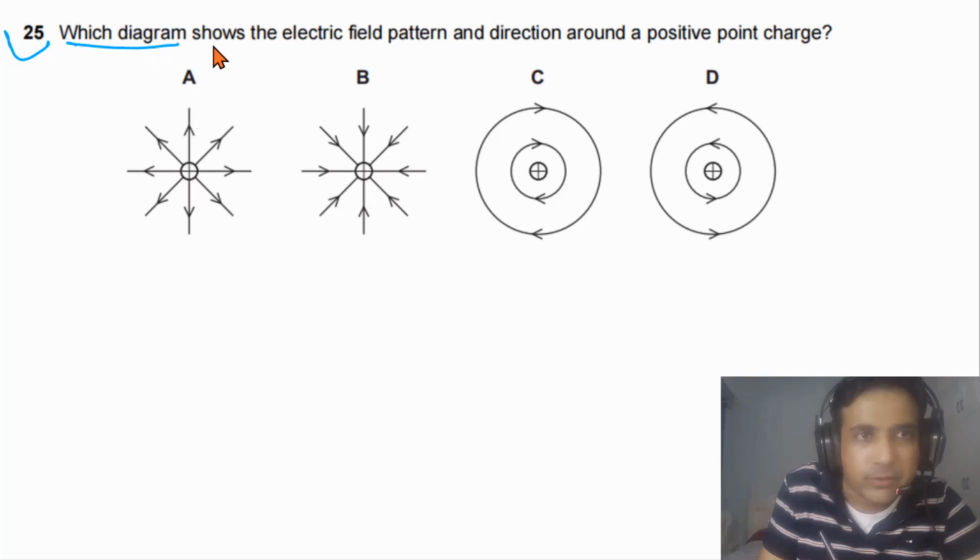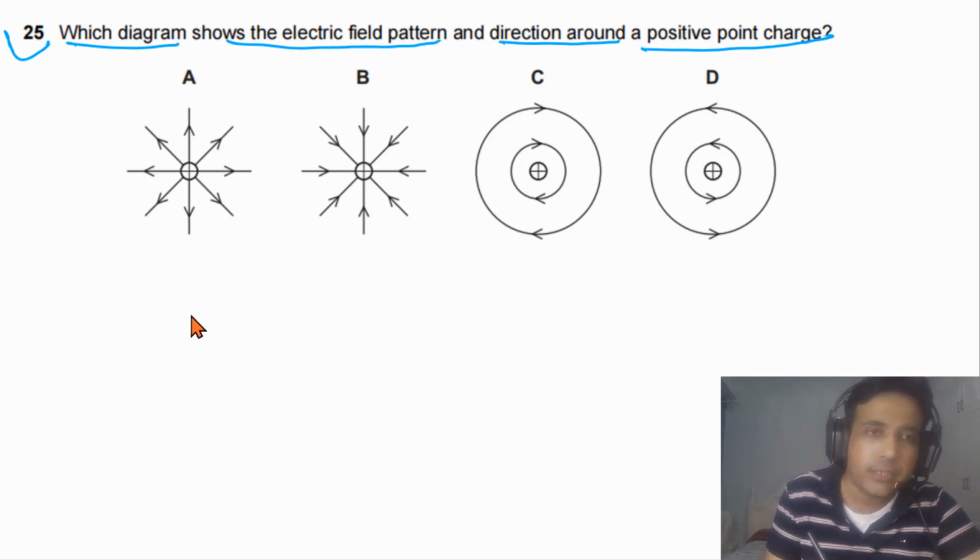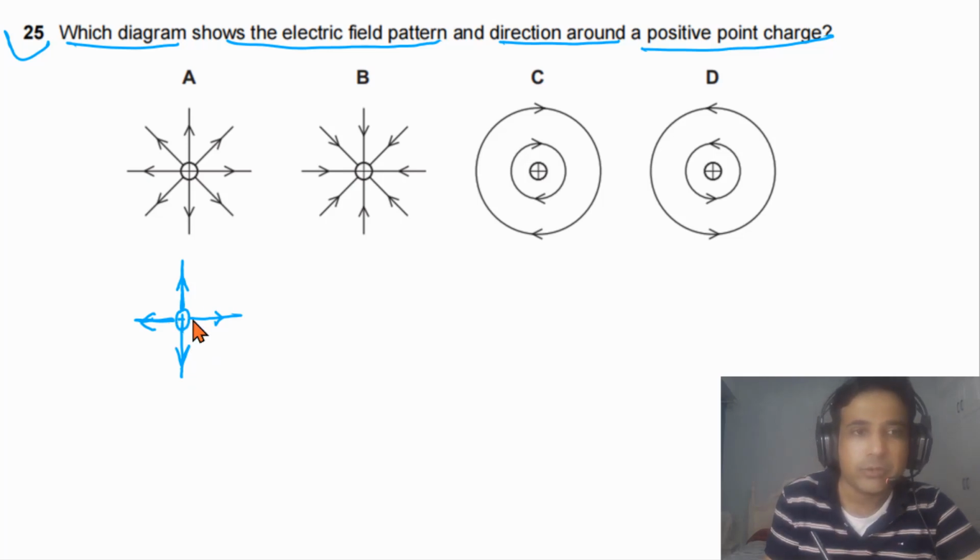Question 25 says which diagram shows the electric field pattern and direction around a positive point charge. For a positive point charge, we need to understand that electric field lines point away from the positive charge, because if we place a positive test charge there, it will experience a repulsive force. These lines are telling us the force on a positive test charge. If I place a positive test charge here, the force on it will be away from the positive charge. So the electric field lines have to be in this direction.